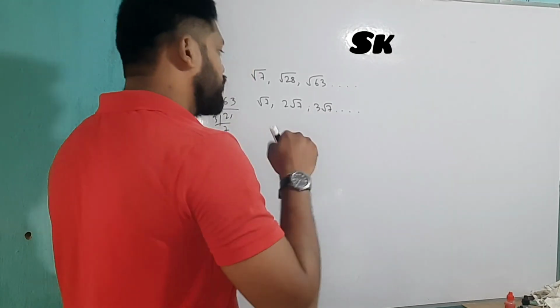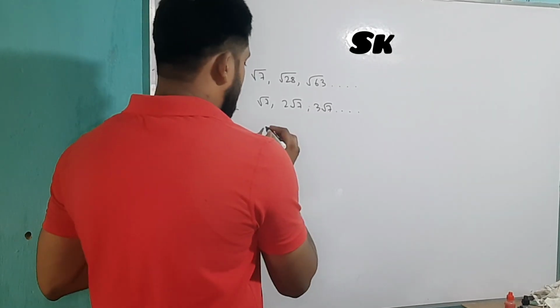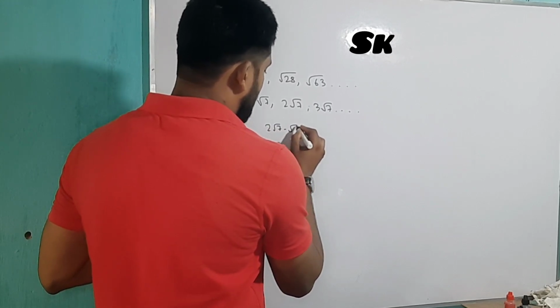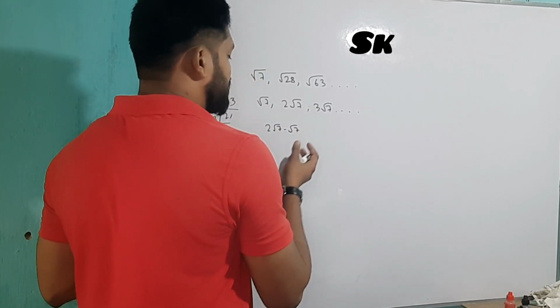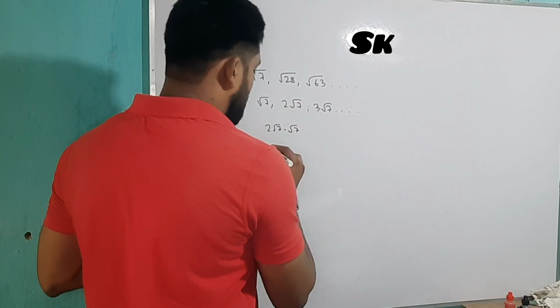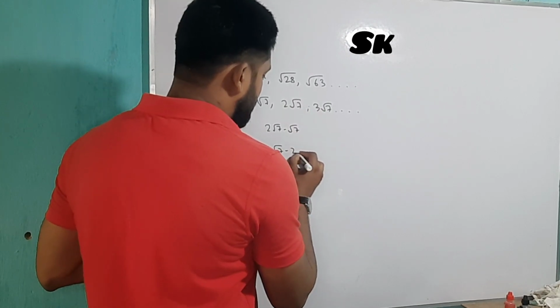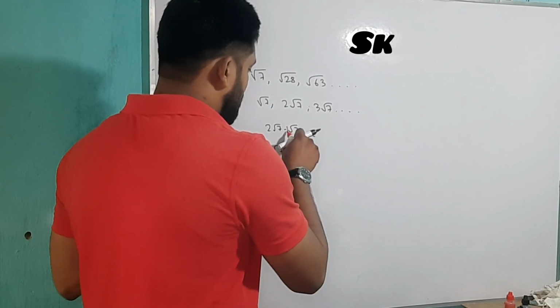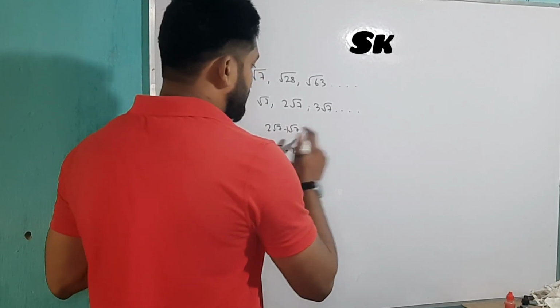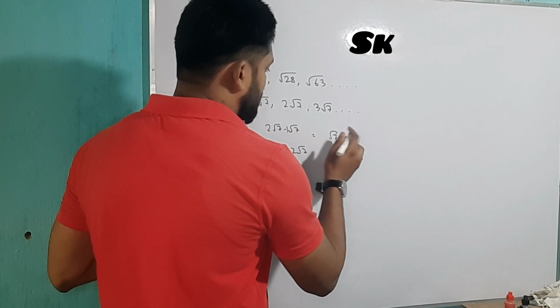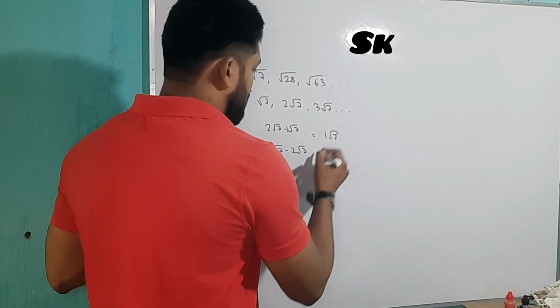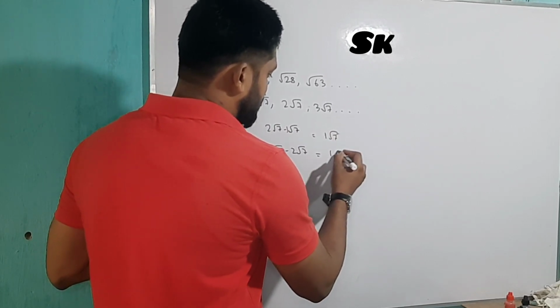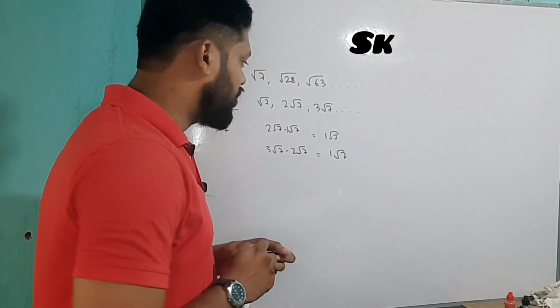Now do the process I told you. We need to understand whether it is an AP or not, so second term minus first term: 2 root 7 minus root 7, and 3 root 7 minus 2 root 7. Here nothing is written before root 7, which means 1. So 2 minus 1 is 1 root 7, and 3 minus 2 is 1 root 7. See, in both cases the common difference is the same.